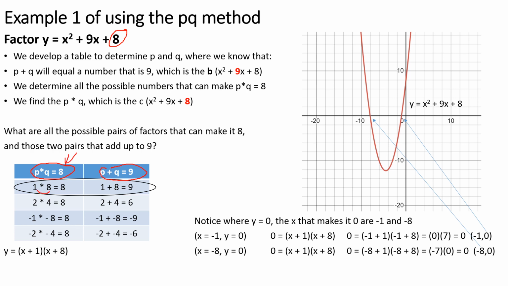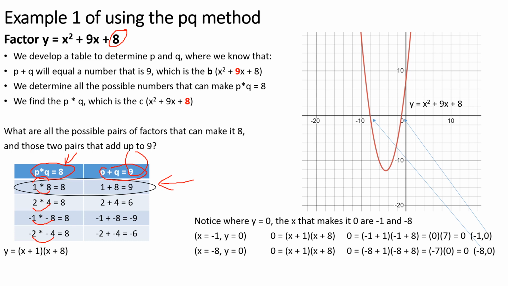1 times 8 is 8. 2 times 4 is 8. Negative 1 times negative 8 is 8. And negative 2 times negative 4 is 8. And I've got all those. Now I'm going to add up my P and my Q. I'm going to see which one gives me 9. 1 plus 8 is 9. This is it right here.